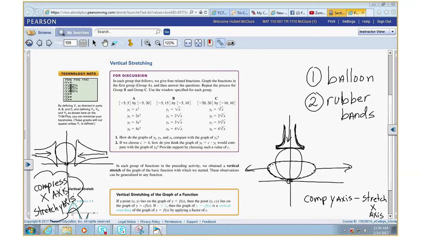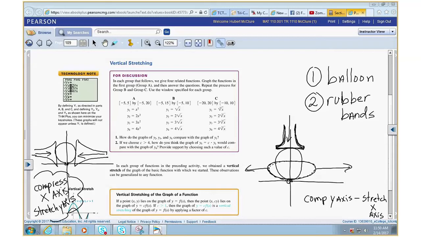Remember, wherever the vise is, that's where you're going to compress. So where is the vise over there? It's on the y-axis, so you're going to compress along the y-axis. Where's the vise here? On the x-axis, so you're going to compress along the x-axis. Whatever you compress along, the opposite is going to be stretched.